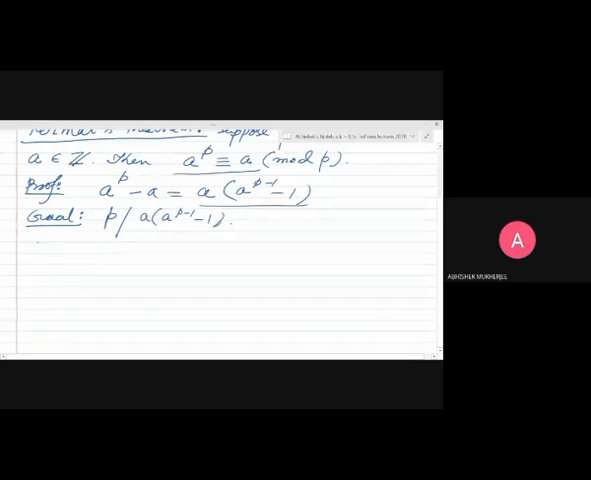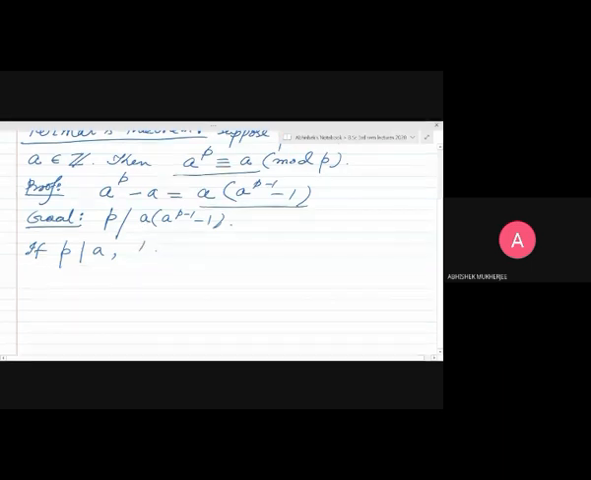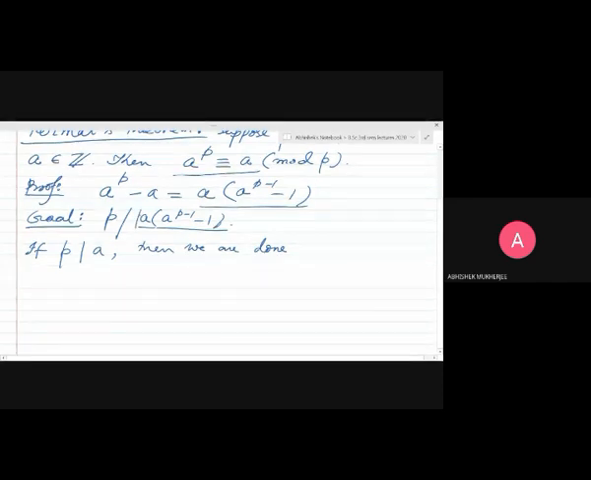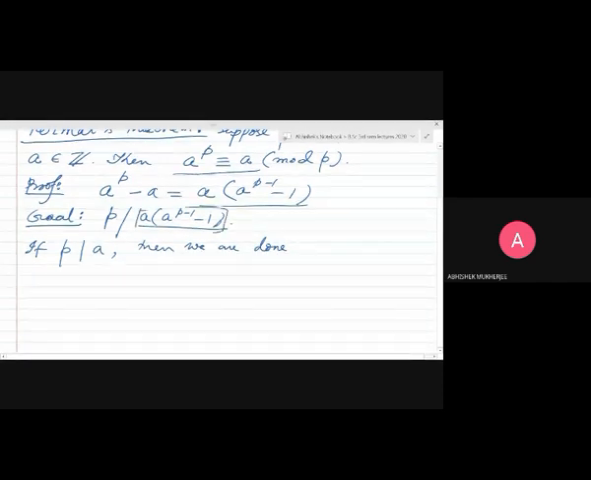Now, if p divides a, then we are done, right? Because in that case p will divide the whole integer, right? So then we are done.